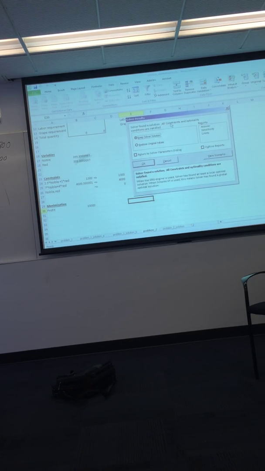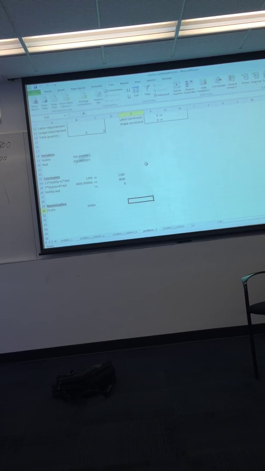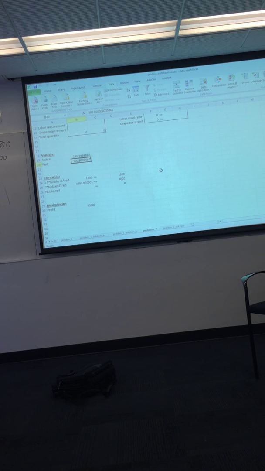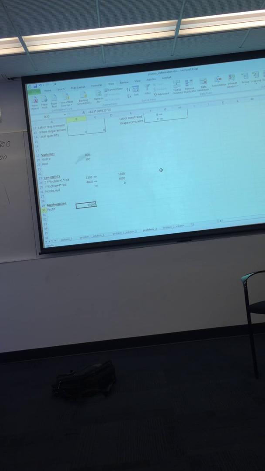And solver found a solution. All constraints and optimality conditions are satisfied. So as you can see, first I can see that the constraints are satisfied. 1300 is lower or equal to 1300 and 4000 is lower or equal to 4000. I can see that the two variables are positive. It's probably supposed to be 400 and 300. You see, it got exactly what it was. And the profit that I got is 33,000.